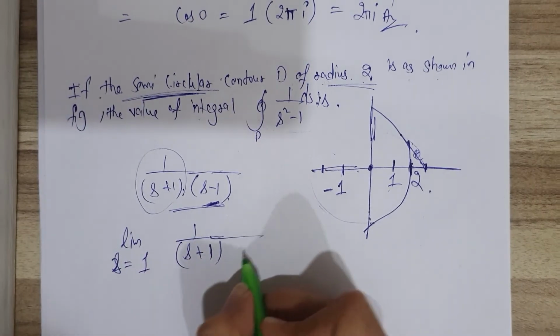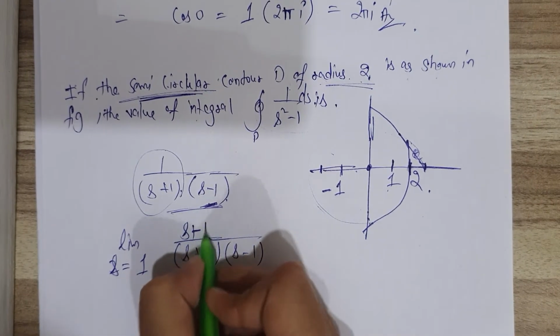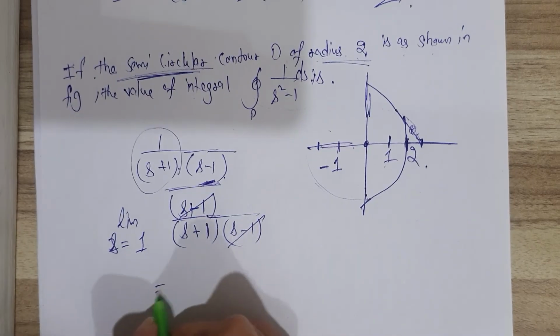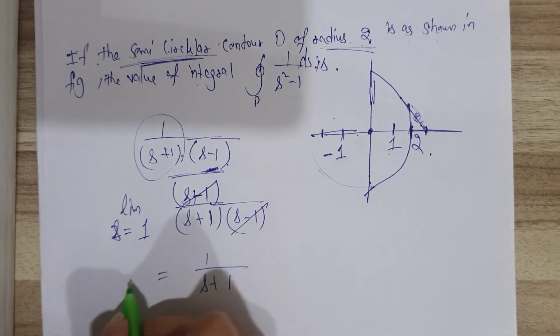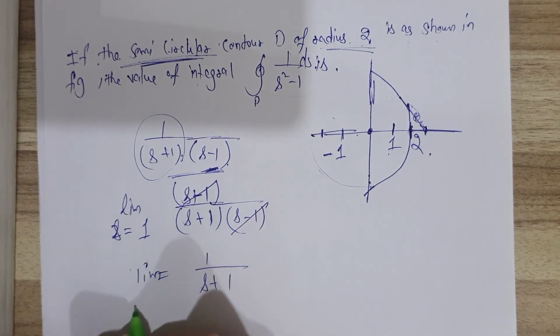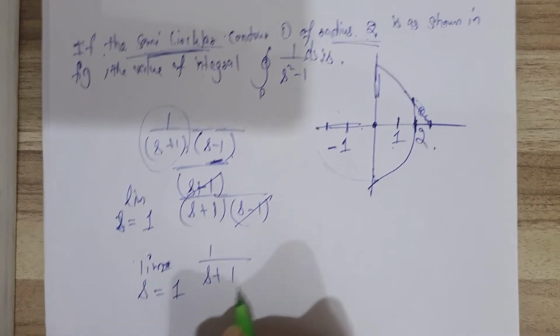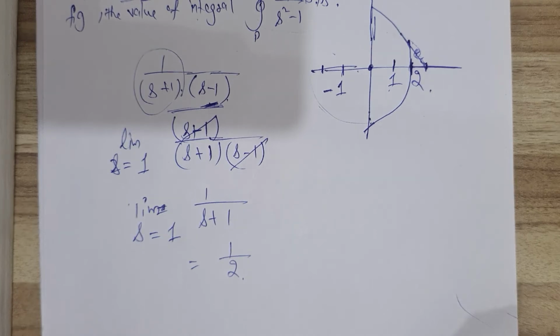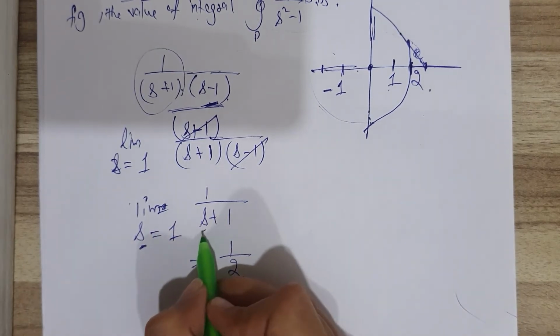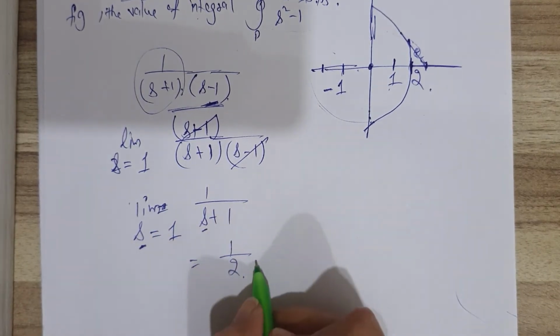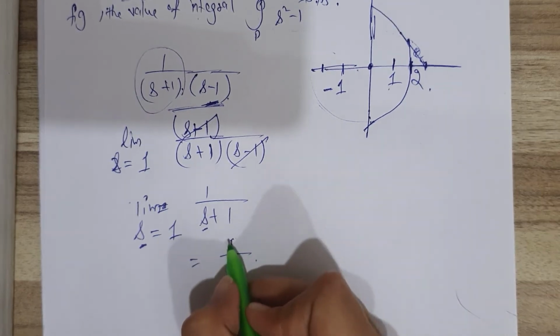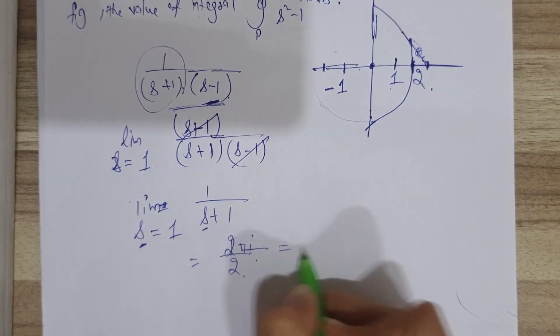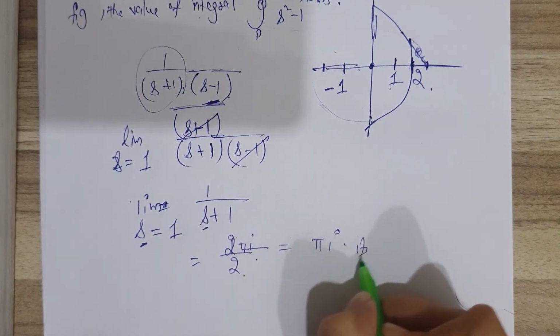We can also do it like this. Now put, it will be 2. Now put the value of s here, that is 1. So this will be 2. Now multiply with 2 pi i, this will be pi i. This comes out to be the answer.